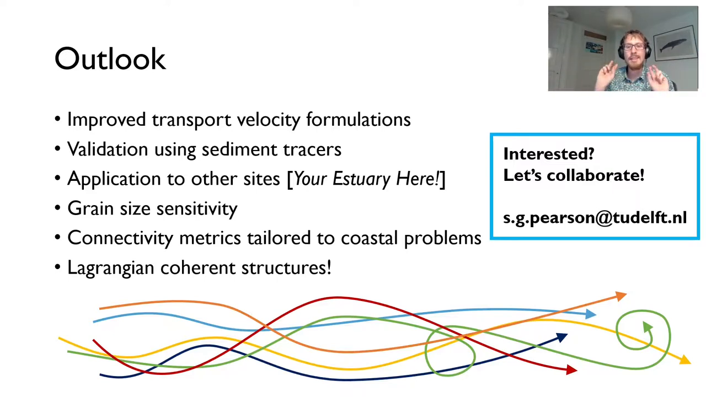We also want to tailor more of these connectivity metrics specifically to coastal problems. What are the questions that we want answered, and how can we more quantitatively figure that out? The last thing we'd like to do is look into Lagrangian coherence structures. In these kinds of particle fields, can we see them? And if so, what are the implications of them for sediment transport?